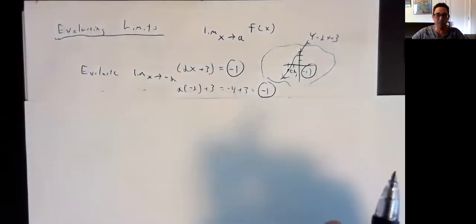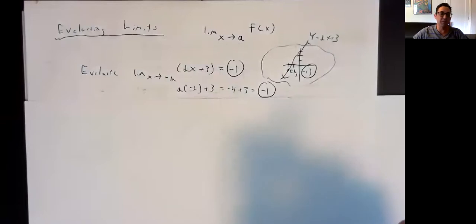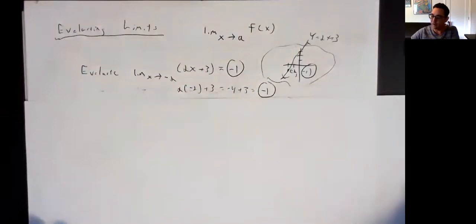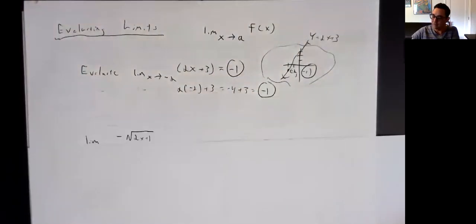So it's actually pretty straightforward, all right? The only time it's different is when your graph has a hole or it's piecewise. So we'll worry about it when we get to that. Otherwise, we just plug it in, right? So keeping that in mind, let's look at this example.